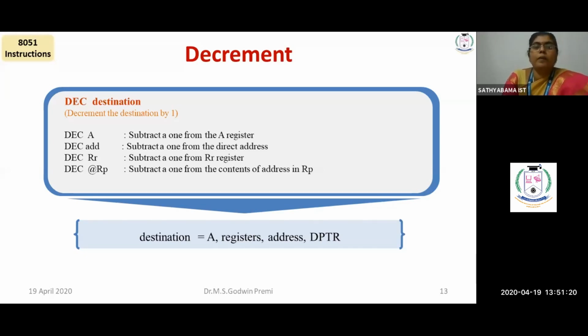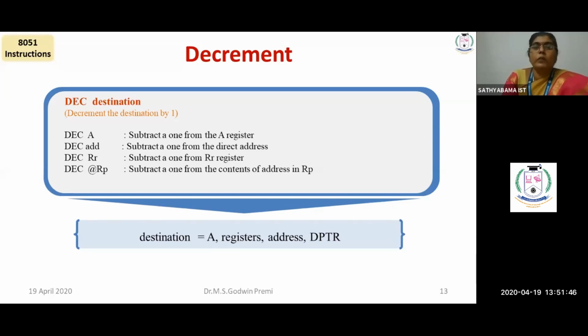The next instruction is decrement @Ri. See, for example, decrement @R0. R0 is having 40. 40 is having 23. So decrement @R0. R0 is having 40. 40 represents the address. So 40 is having 23. 23 is the data. That will be decremented by 1. So it will be 22.